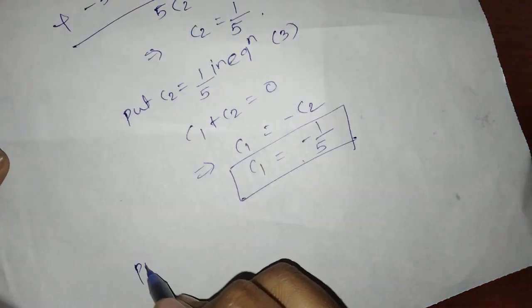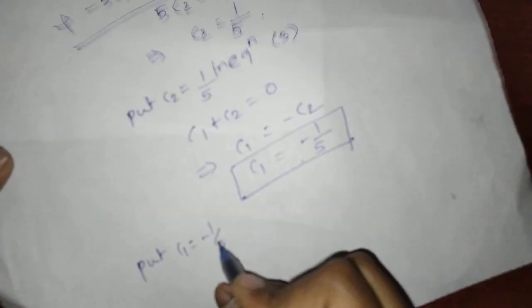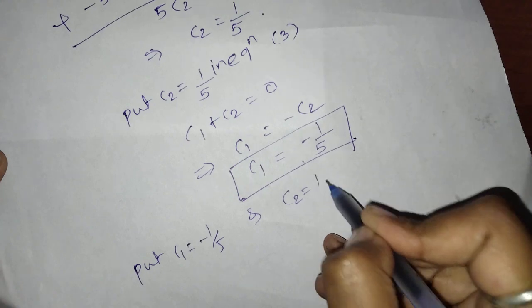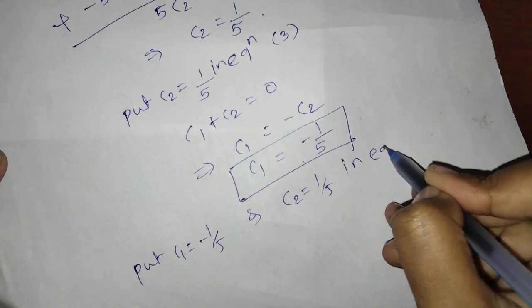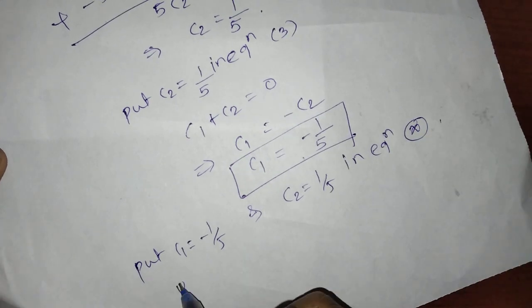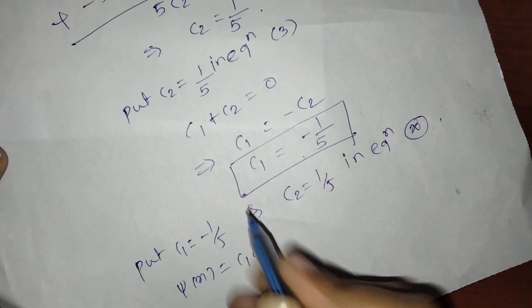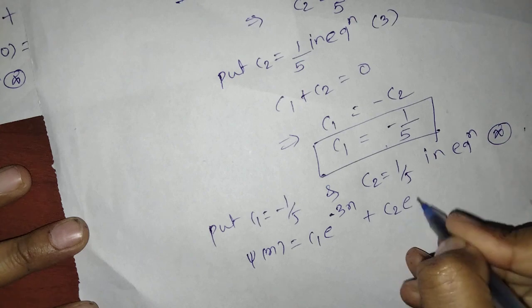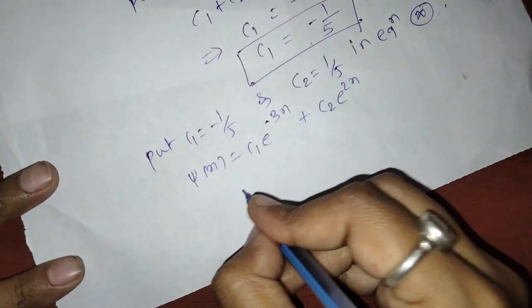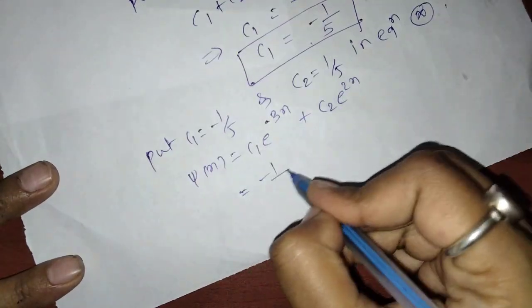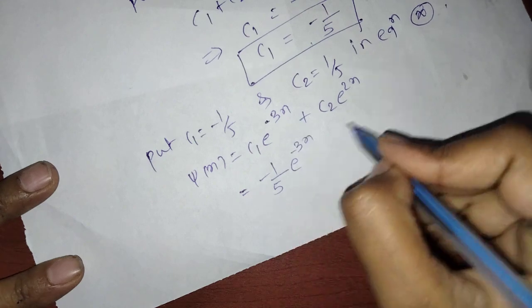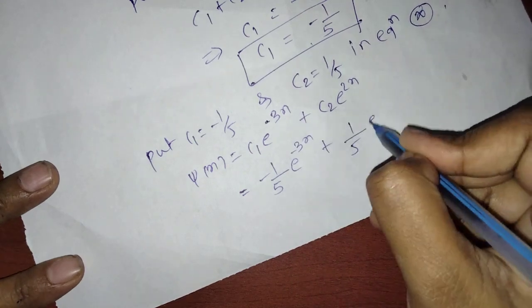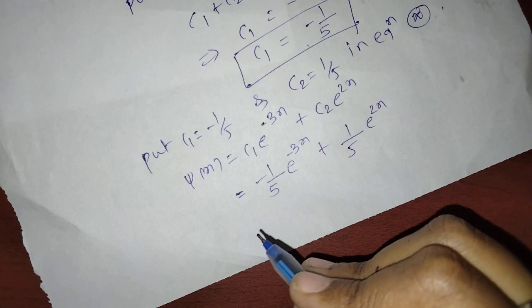Now put the values of c1 and c2 in the equation for psi of x. So put c1 equal to minus 1 upon 5 and c2 equal to 1 upon 5 in equation star. So psi of x is equal to c1 e raised to minus 3x plus c2 e raised to 2x, which is equal to minus 1 upon 5 e raised to minus 3x plus 1 upon 5 e raised to 2x.